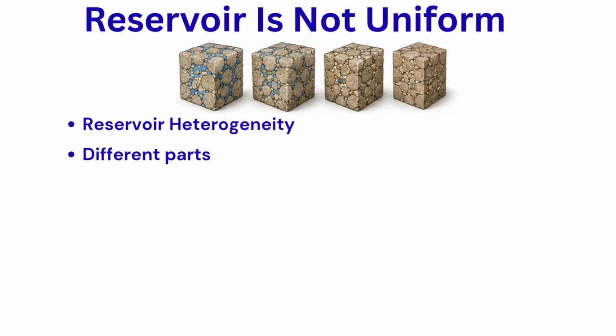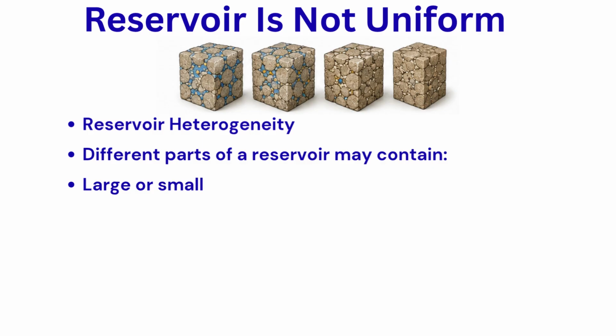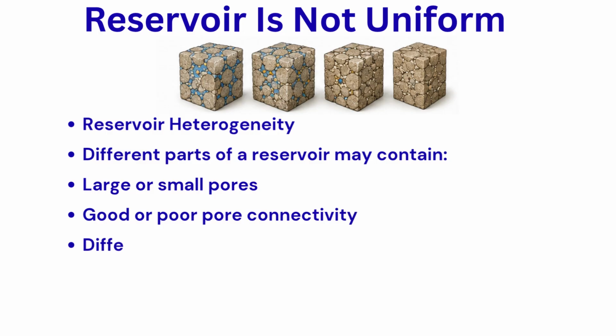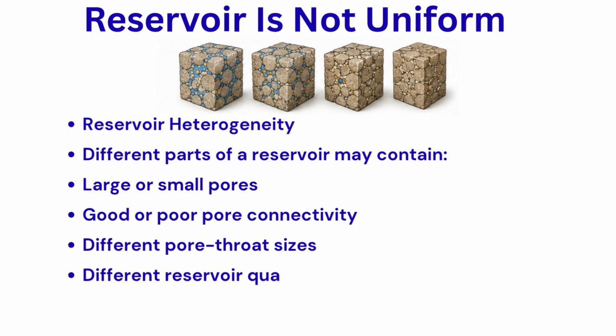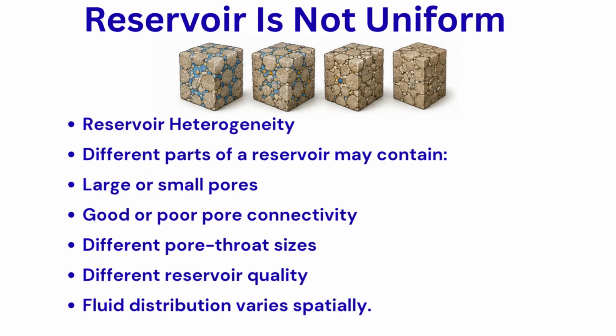So the process looks something like this. Water-filled reservoir, and then hydrocarbon enters, and then water is displaced, and then after that some water remains. This simple sequence is actually very important because once we understand this, we can start understanding how oil and gas become distributed inside a reservoir.